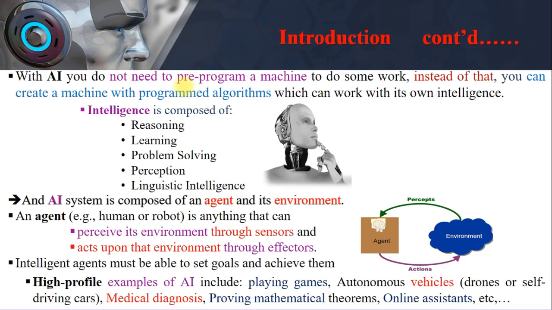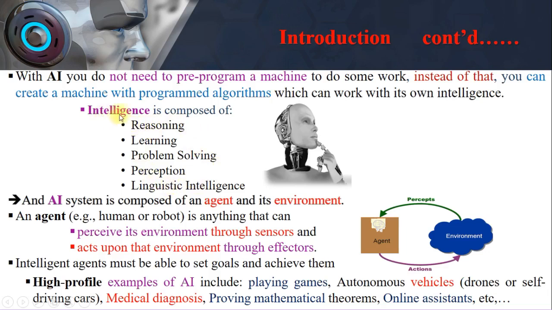In order to do that, we first understand the concept of intelligence. The intelligence or the ability comes from different concepts like reasoning skill, learning skill, problem solving, perception, and linguistic intelligence. In combination, all these things give us intelligence.